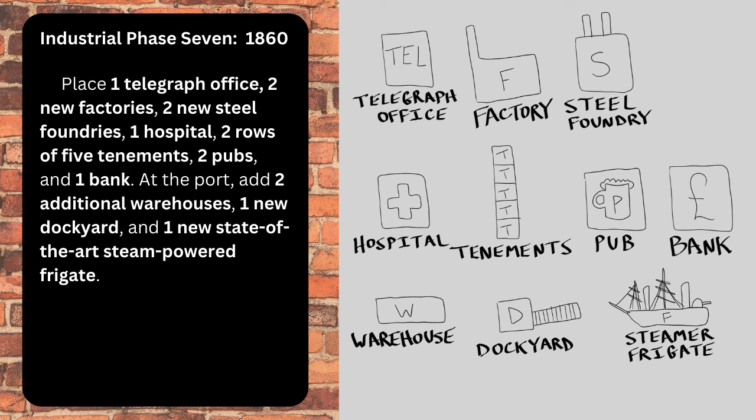Place a telegraph office, two new factories, two new steel foundries, a hospital, two rows of five tenements, two pubs, and a bank. At the port, add two additional warehouses, a new dockyard, and a new state-of-the-art steam-powered frigate.